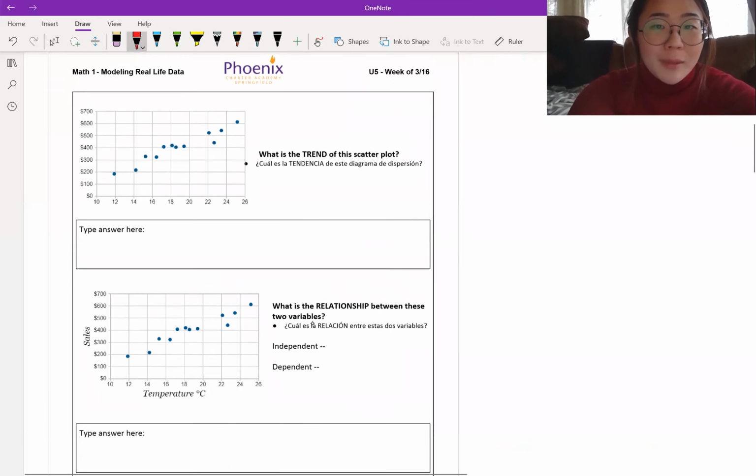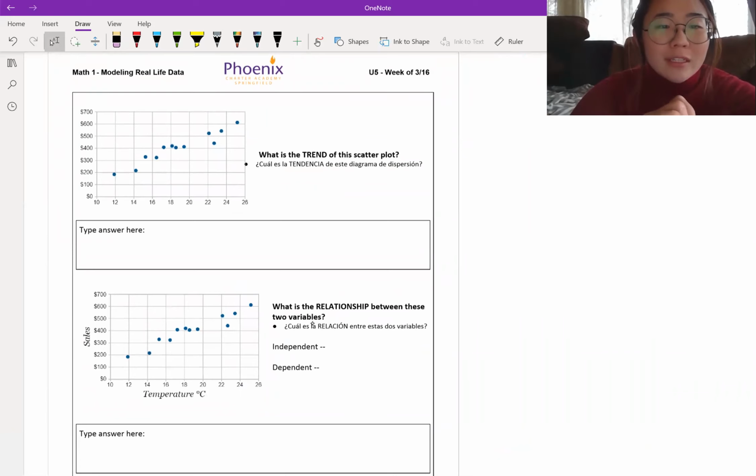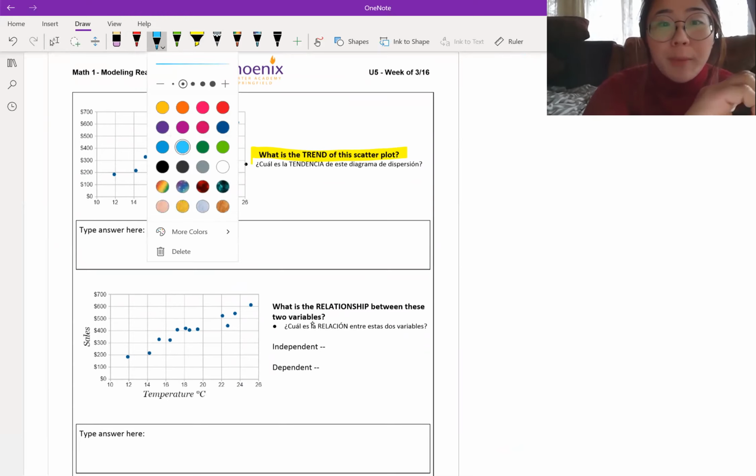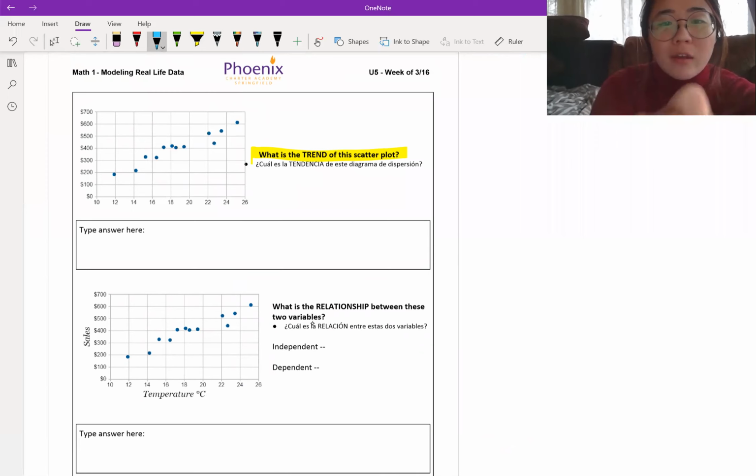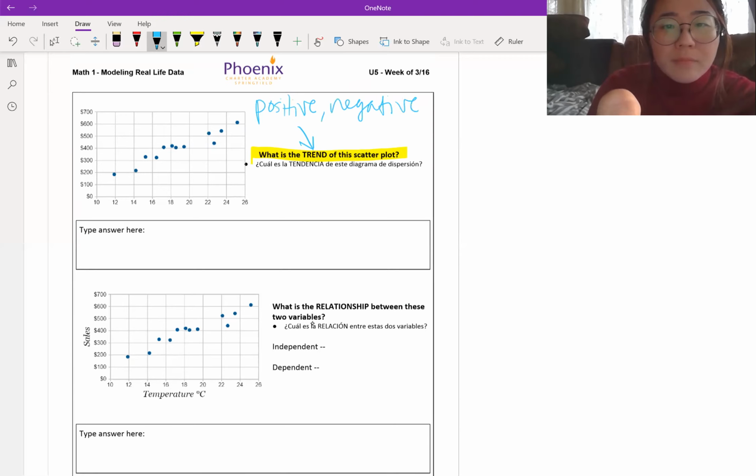So everyone please turn to page 2. That's where you're going to see 2 graphs and I'm going to ask 2 questions. The first question is this: what is the trend of this scatter plot? Now, when I'm talking about trend, I'm going to pull out my blue pen, so make sure you guys are writing this down. When I'm looking at trend, this is where I'm asking, is it positive, negative, or none?